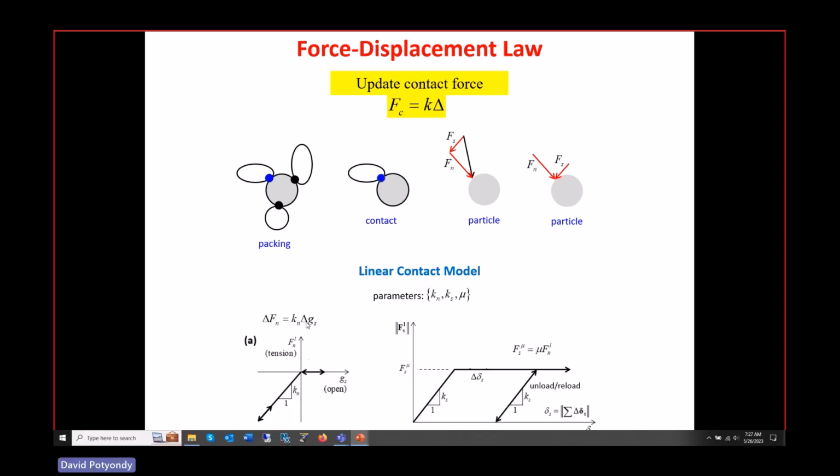So if I know the incremental amount of squeezing that occurred, I can determine the increment of Fn, and I add that to the current Fn. And now I've done it. I've succeeded. I've updated it.